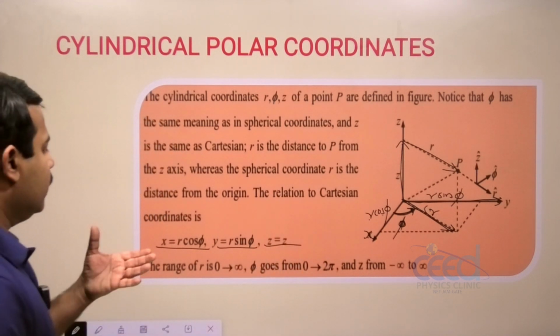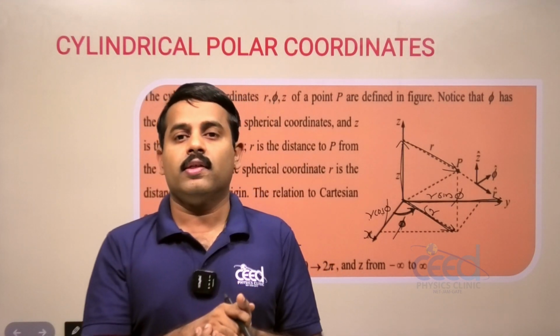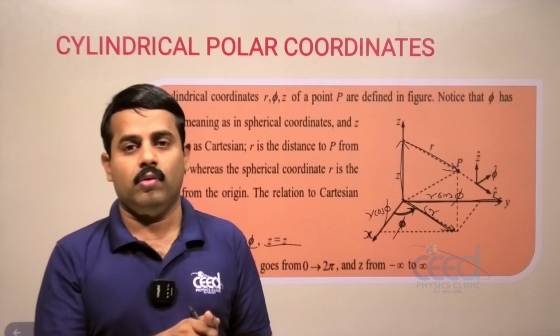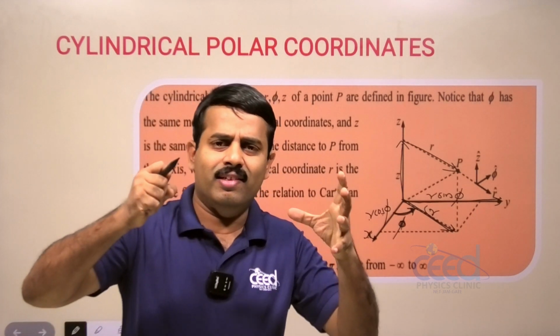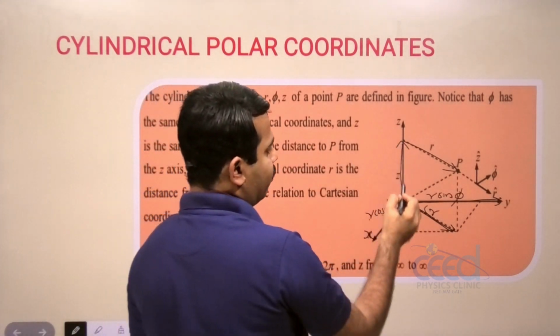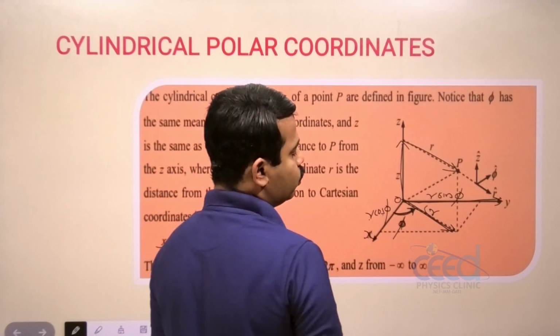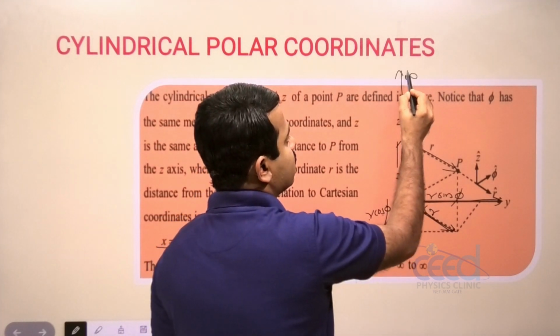Now what is the range of these coordinates we can choose? You can select a cylinder with any length. So z may vary from, if I choose, 0 to infinity, any height of cylinder you can take.